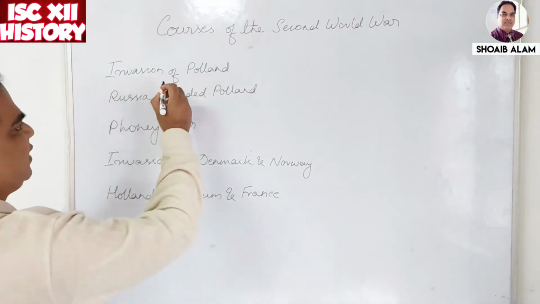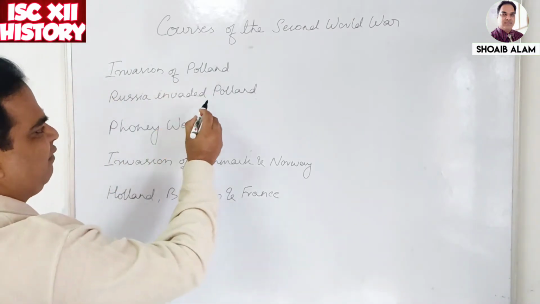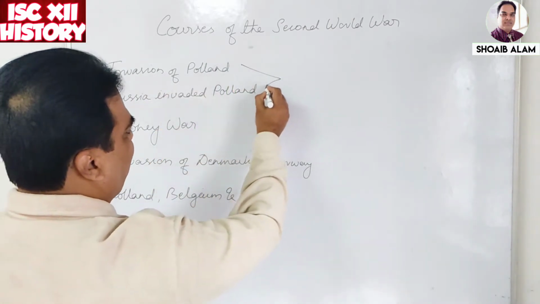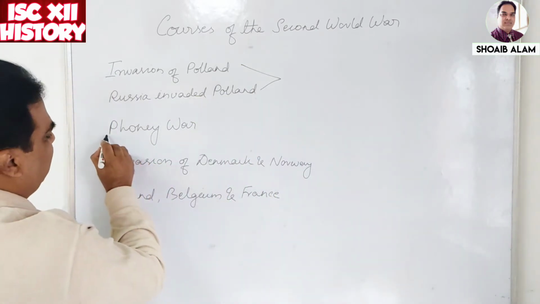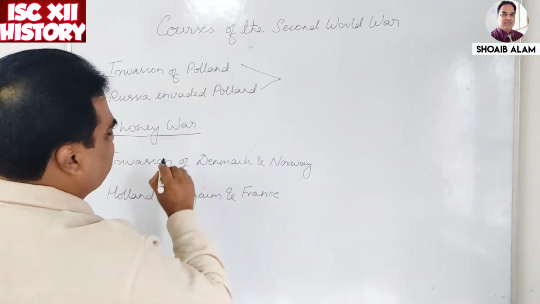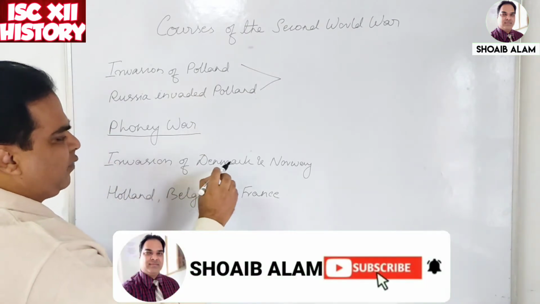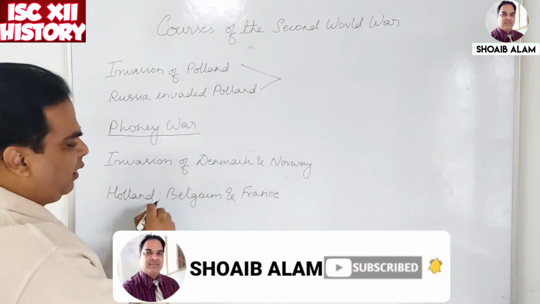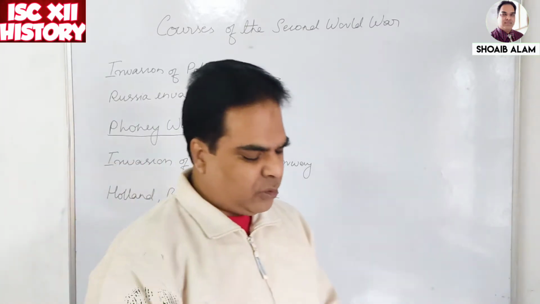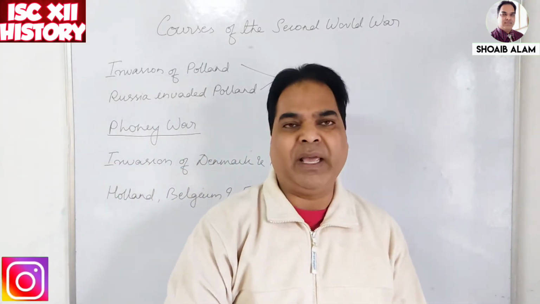The first one is the invasion of Poland, then Russia invaded Poland. This will be taken together. Then there was a halt during the war, which was described by the American press as the Phoney War, then the invasion of Denmark and Norway, and then Holland, Belgium and France. We will be discussing these one by one.